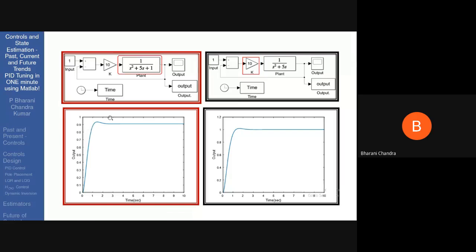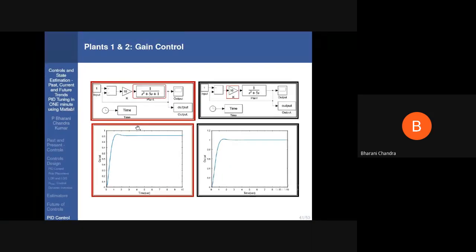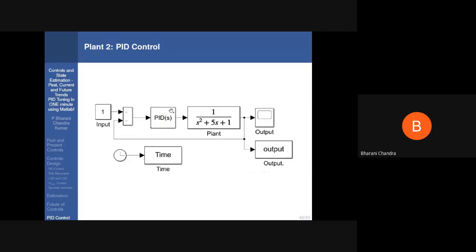The reason is that here the plant does not have the inherent integral action, whereas here the plant has integral action. So that's why the integral control is not required here. However, for this one, since the integral action is not inherent in the plant, and we are not using a PI controller either, the steady state error is not bound to go to 0. So next, we'll see what happens if we design the PID controller.